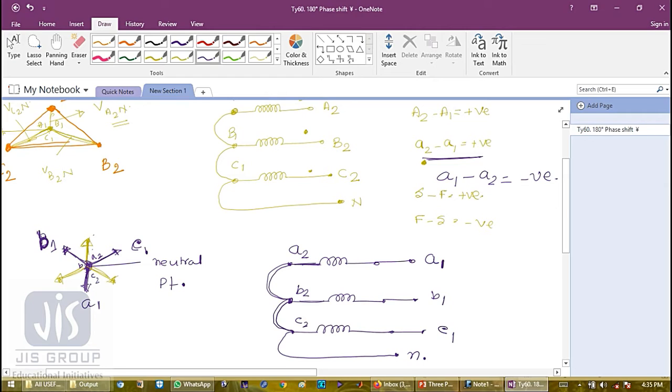Okay, so this is my dot here. A2, A1 is positive, so A1, A2 will be negative, on the opposite side, which gives me a 180-degree phase shift. Okay, so this is my Yy6. This 1 and 1 dash is my voltage phasor diagram.